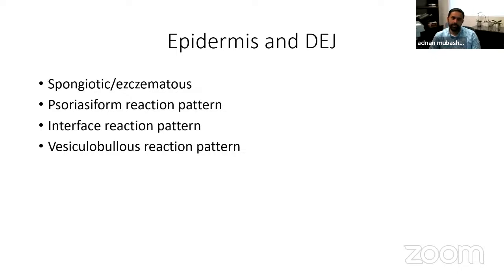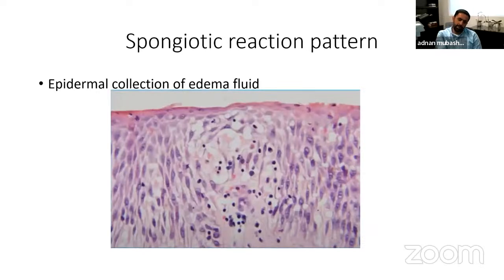So, patterns that involve the epidermis and dermal epidermal junction. These are the four basic patterns that involve the epidermis and dermal epidermal junction: spongiotic reaction pattern, psoriasiform reaction pattern, interface dermatitis, and vesiculobullous reaction pattern. We'll briefly talk about all of them before we go into the differential diagnosis.